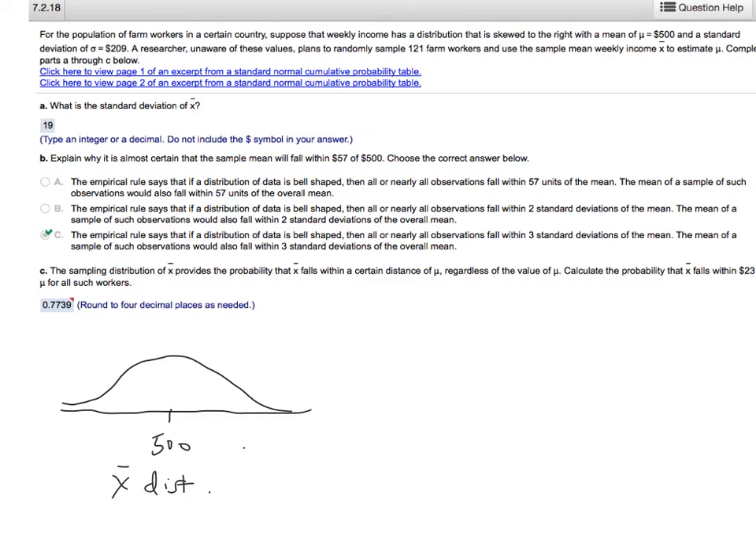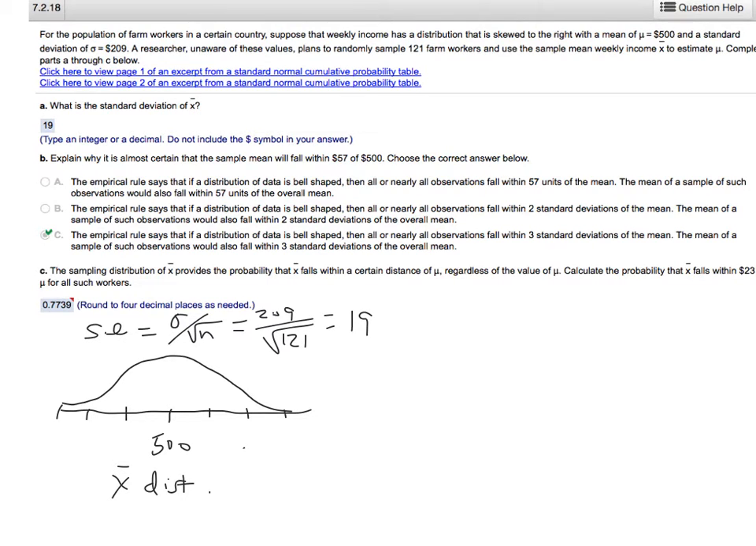The 3 tick marks that we put on our normal distribution, each tick mark is going to be based on the standard error. And so the standard error formula is sigma over the square root of n. So in this case, sigma is 209, and n is 121. So 209 over the square root of 121, that's 19. So it comes up to be a nice whole number.